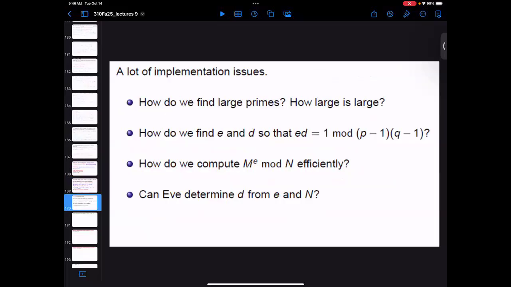The next is, how do we compute M to the E mod n efficiently? And the last is, can an eavesdropper determine D from E and N? And when I say determine, I mean determine efficiently. I don't care if the universe dies a heat death, and billions, trillions of years later, Eve says, I've got it. Can Eve get it in the next century?